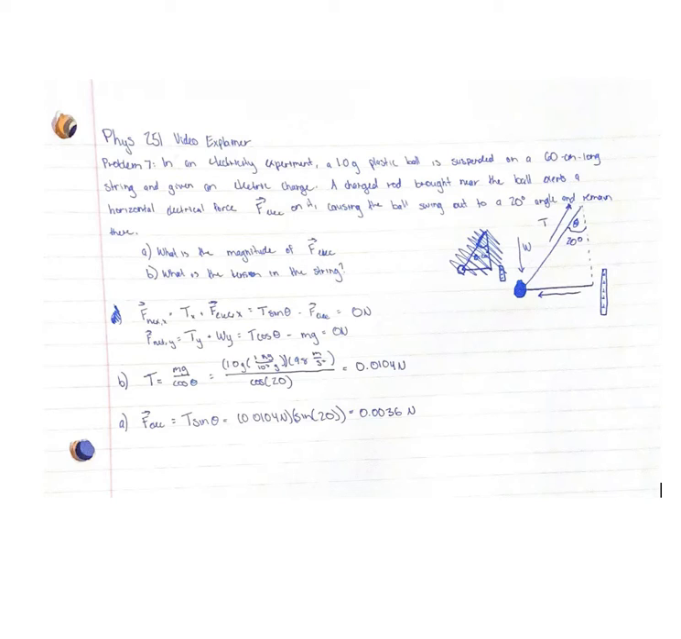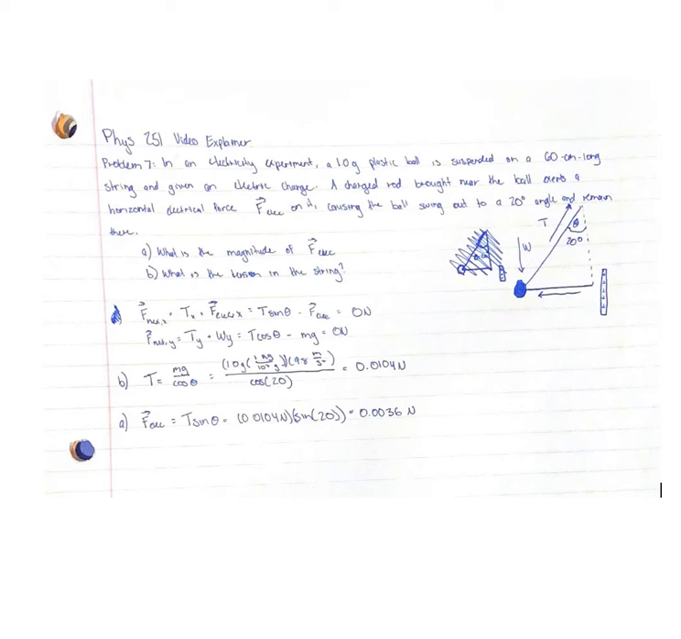A charged rod brought near the ball exerts a horizontal electrical force on it, causing the ball to swing out to a 20-degree angle and remain there. Part A. What is the magnitude of the electrical force? And part B, what is the tension on the string?